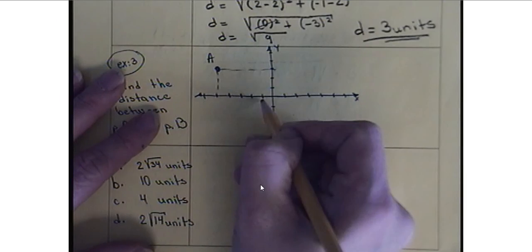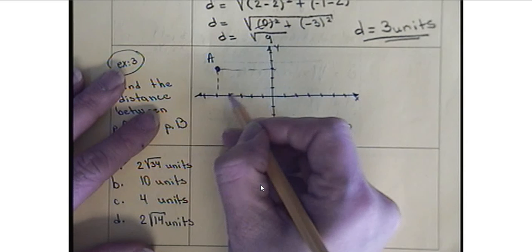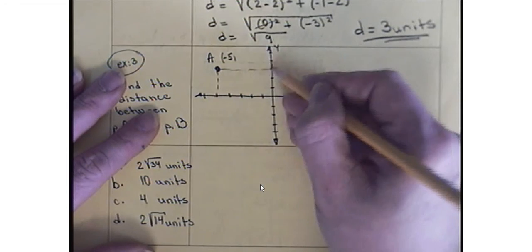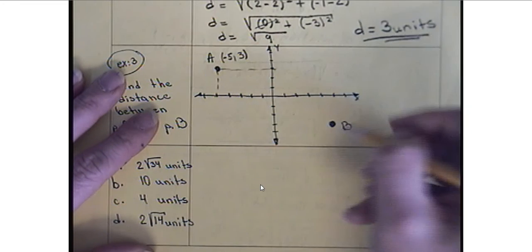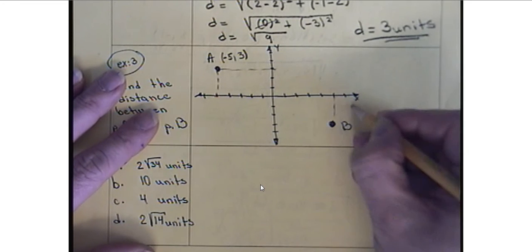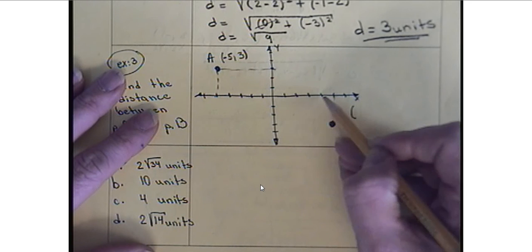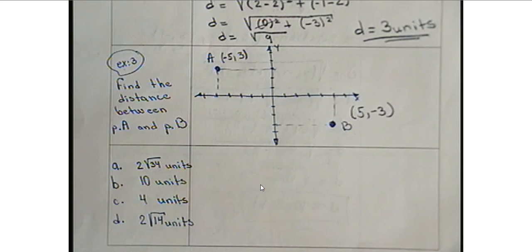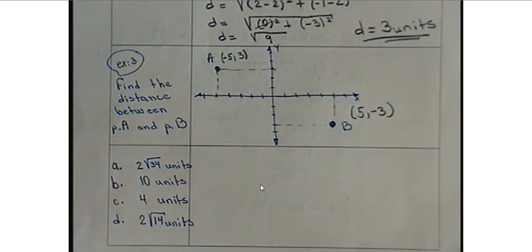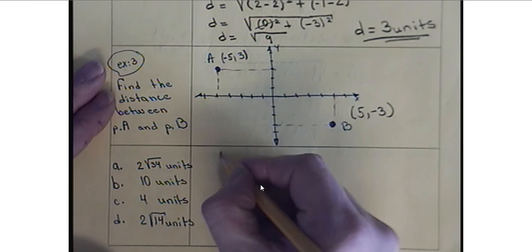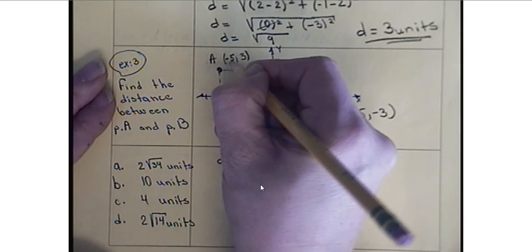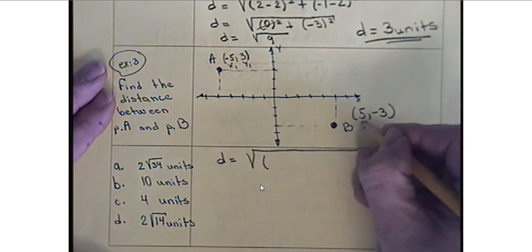So this is negative 1, negative 2, negative 3, negative 4, negative 5. So x is negative 5 and y is positive 3. Then B, x is 1, 2, 3, 4, 5 and negative 3 for y. We have the 2 coordinates. Next step will be to apply the distance formula. So x1, y1, x2, y2.